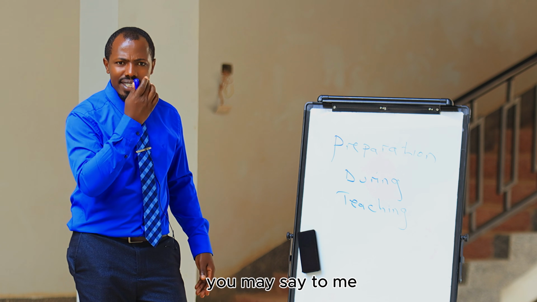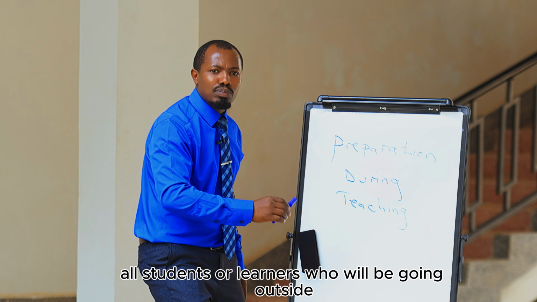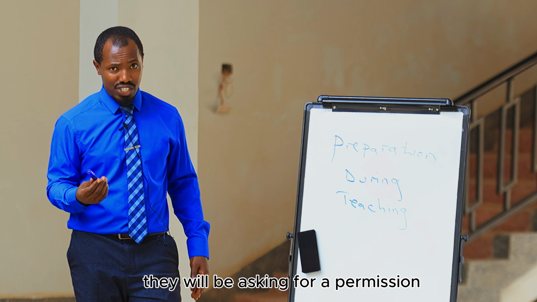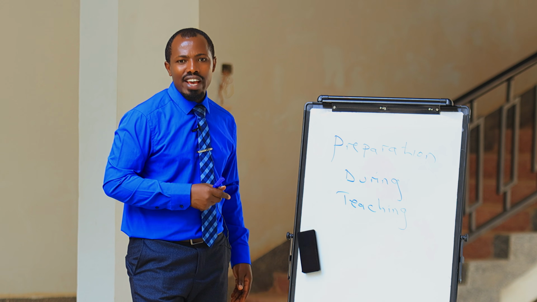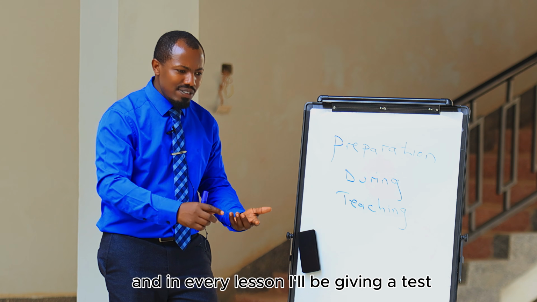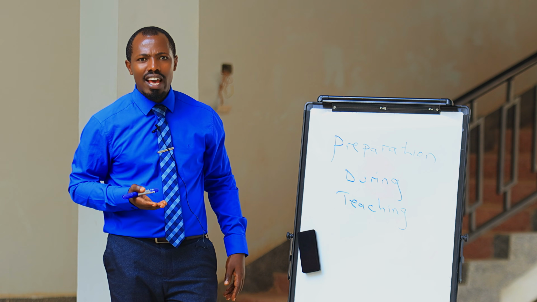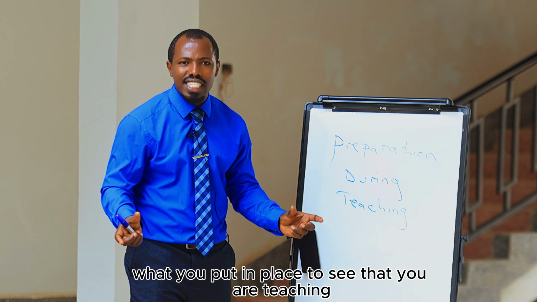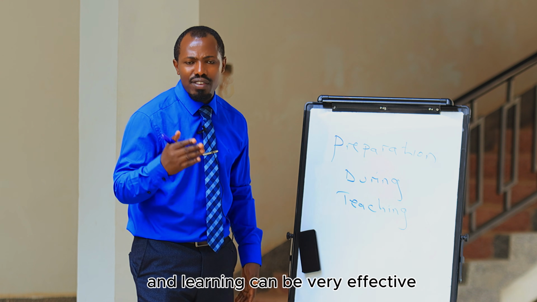You may say that all learners who will be going outside will be asking for permission. Those are instructional objectives. You may say, in my class, I'll be teaching like this, and in every lesson, I'll be giving a test. Those are instructional objectives. What you put in place so that your process of teaching and learning can be very effective.